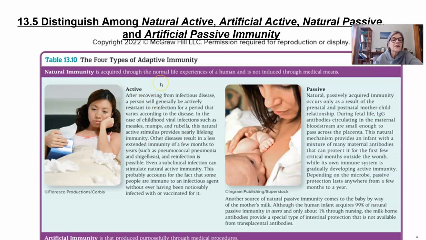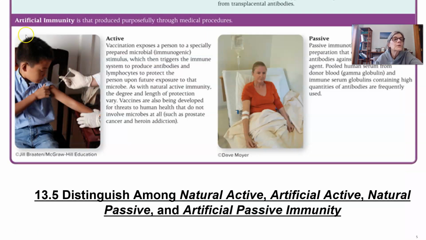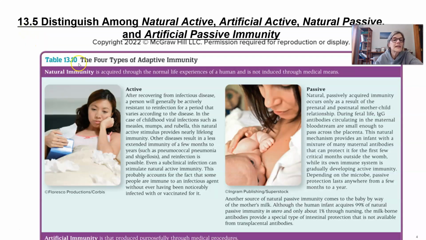The other two categories you want to notice are, so we have active and passive, and then we have natural, and then down here we have artificial. And this is all in the same table, 13.10. So natural immunity, it says, is acquired through the normal life experiences of the human, and it's not induced through medical means. So the idea is you can have natural active immunity, meaning it's acquired through a normal life experience. You got exposed to a pathogen and you're making your own antibodies.